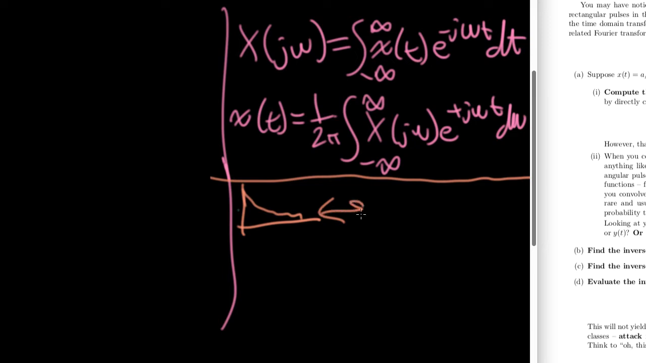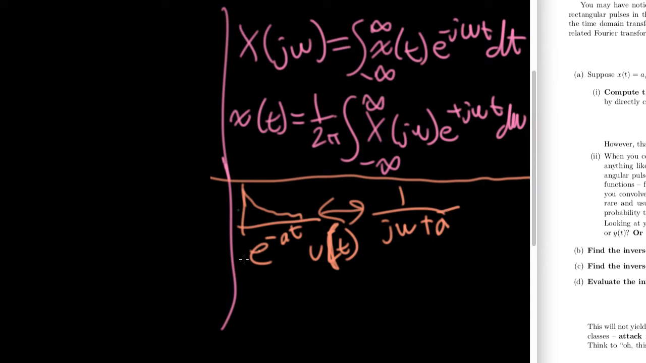So we do have this transform pair, e to the minus at u of t transforms into 1 over j omega plus a. That's one of the Fourier transform pairs that we have.